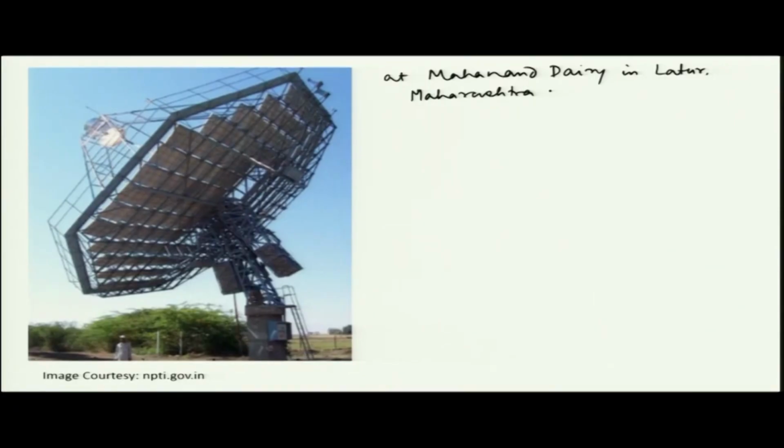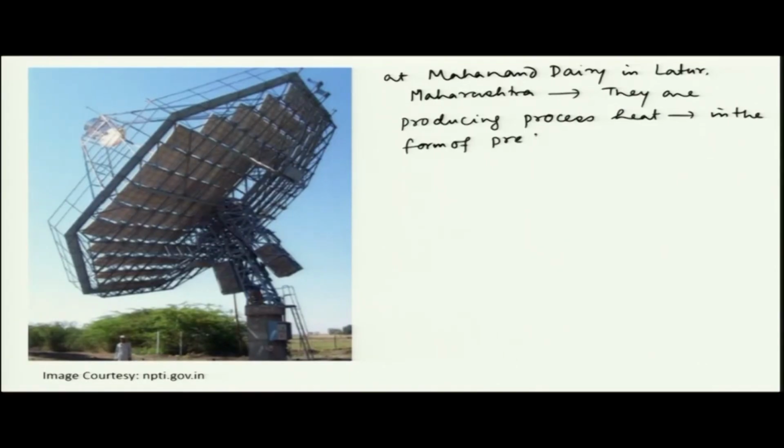So, this is a dairy farm and they have installed this particular paraboloid dish, and they are not producing power with it, but what they are doing? They are producing process heat in the form of pressurized steam.